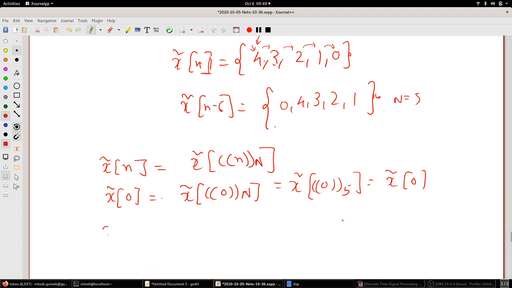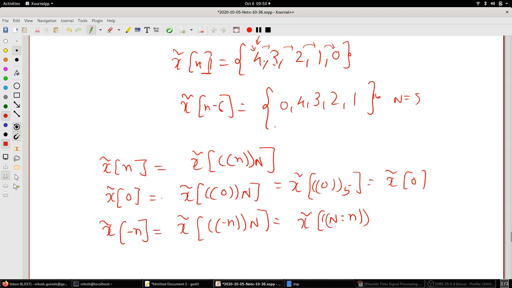If I want to find out what will be my x tilde of -1, or any negative value, like -n, then what you have to do is, this gets converted as -n mod n, which is x tilde of n minus n mod n. This is what is used.